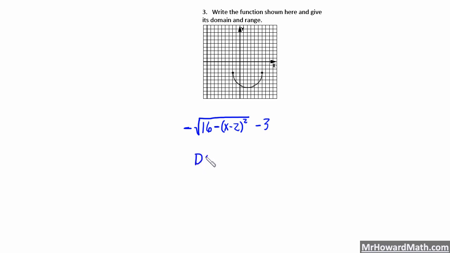So then my domain in interval notation is going from negative 2 included to positive 6 included. My range has a bottom point down here. That would be at negative 7. That's supposed to be a bracket there. Negative 7 to my top point, which is at a y value of negative 3 included. Alright, so that answers that one. Let's look at question 4.